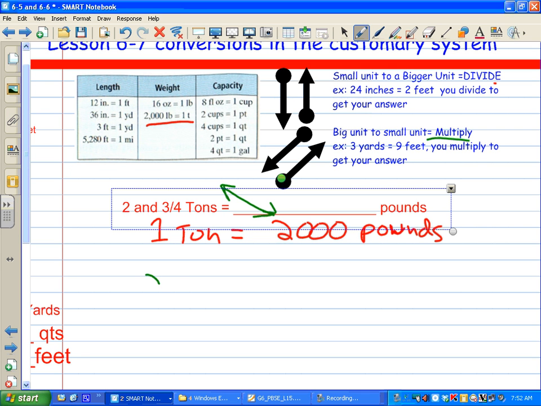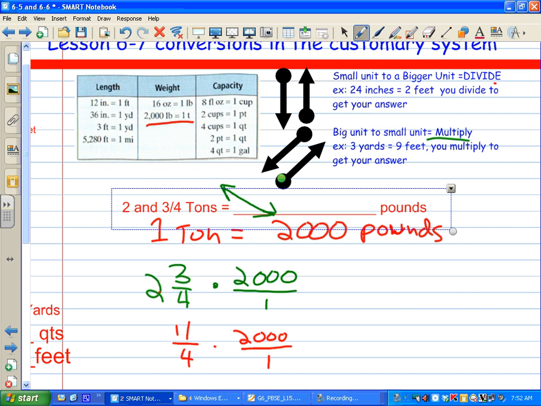I put down 2 3/4 times 2,000. But of course, we're doing a fraction here, so let's go ahead and make this 2,000 over 1. Then let's make this an improper fraction. So because we have to multiply it across, 2 times 4 is 8. 8 plus 3 is 11. 11 fourths times 2,000. Now, can I make my life easier? The answer is yes, I can make my life easier.